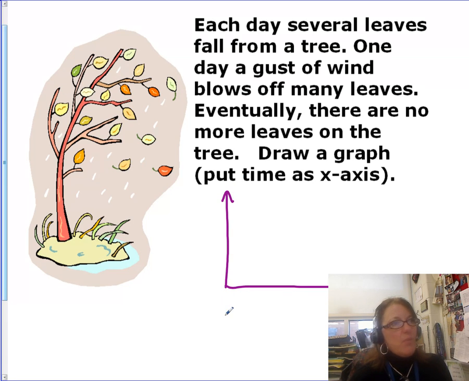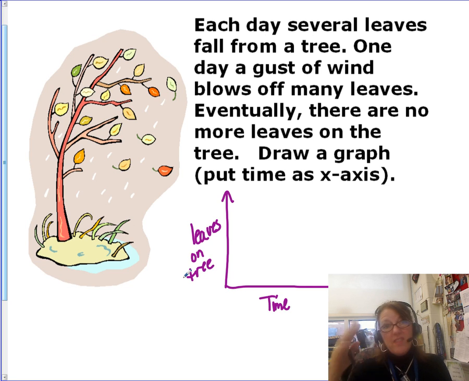Now, when I graph this, it really doesn't make sense to have negative because I'm going to put time across the bottom. So it doesn't really make sense to have a negative number for time. And it doesn't really make sense to have negative leaves. We're going to put the leaves here, the leaves that are on the tree still. And it doesn't make sense for this to be in negative land. So here's what we're stuck with, okay?